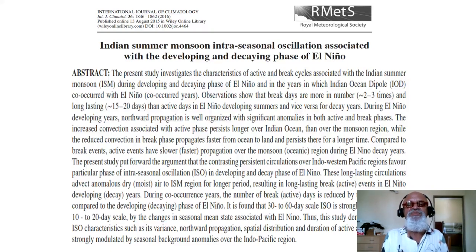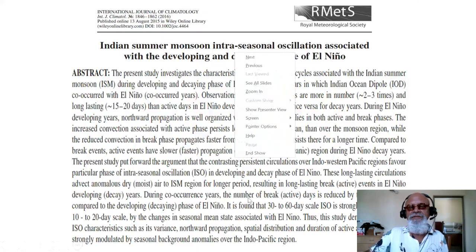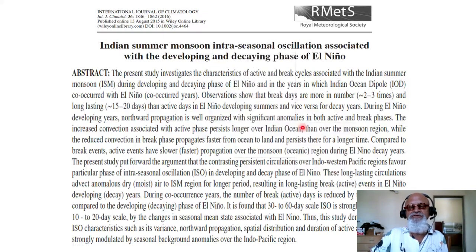There are a couple of papers that talk about Indian summer monsoon intraseasonal oscillation with El Nino, and this particular paper I'm starting with talks actually about what happens to these during the developing phase of an El Nino, the decay phase of an El Nino, and during the El Nino itself. We'll look at another paper that talks about active break periods during the El Nino itself as well.